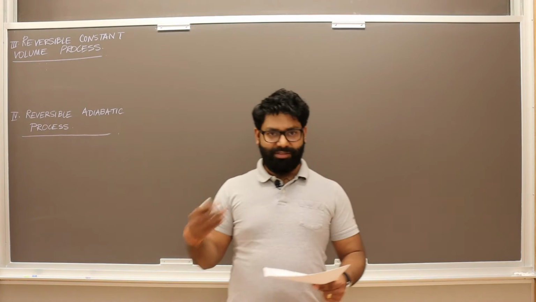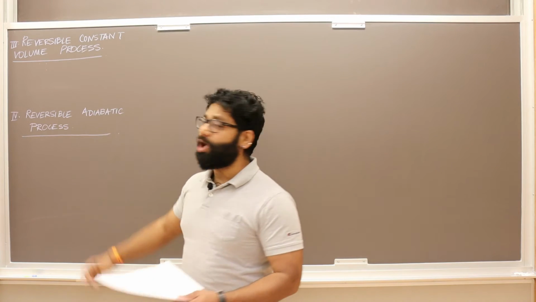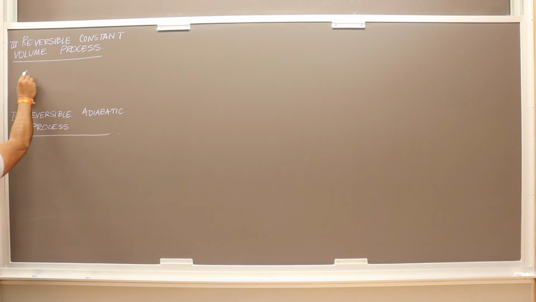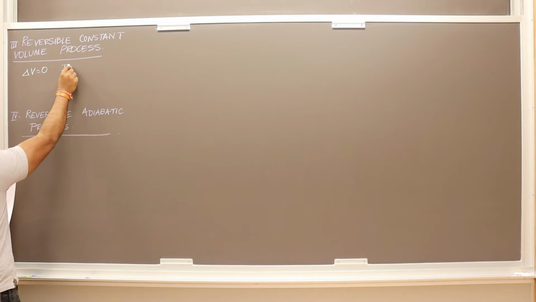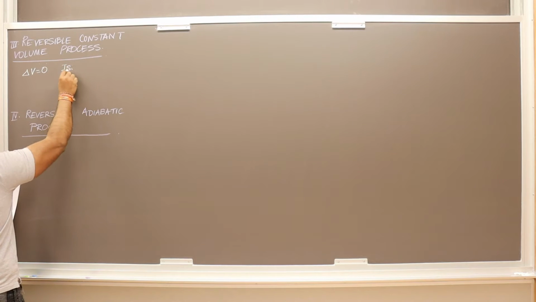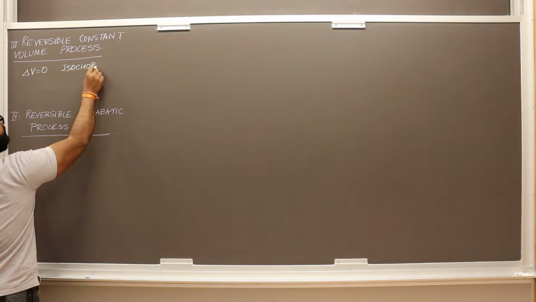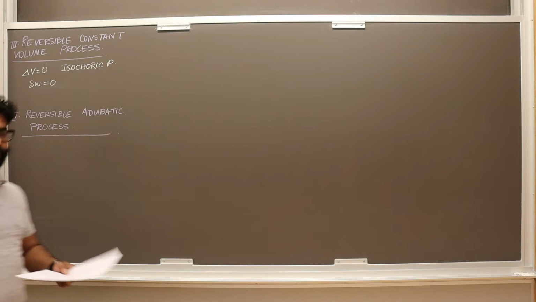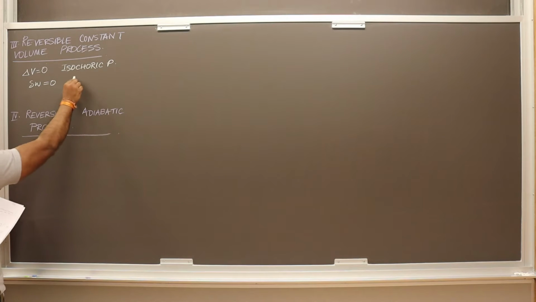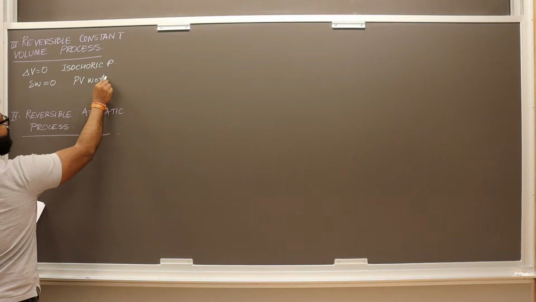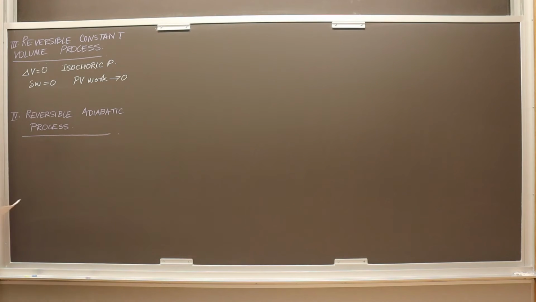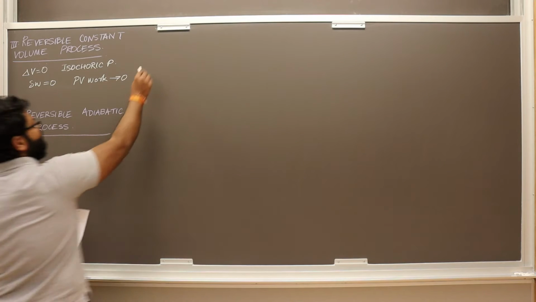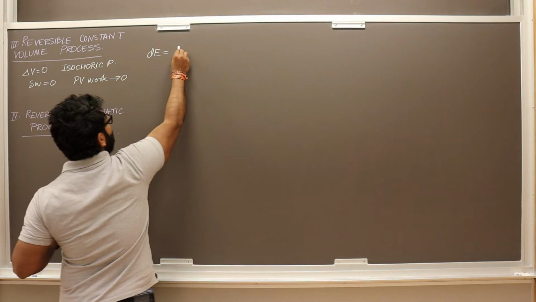Okay, so moving on to the third process, which is a reversible constant volume process. So delta V becomes 0, and these constant volume processes are also called isochoric processes. Since there is no change in volume, the work becomes equal to 0. So the PV work becomes 0. Okay. When this becomes 0, what will happen to the first law?